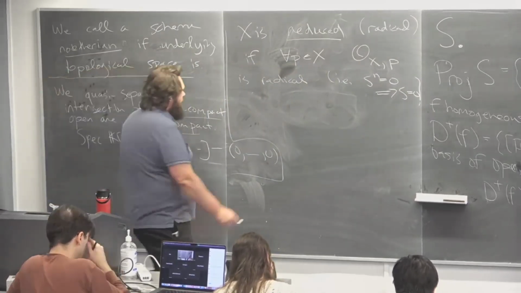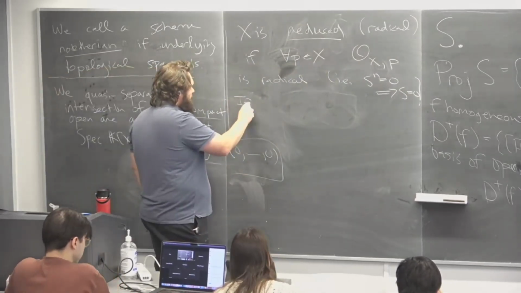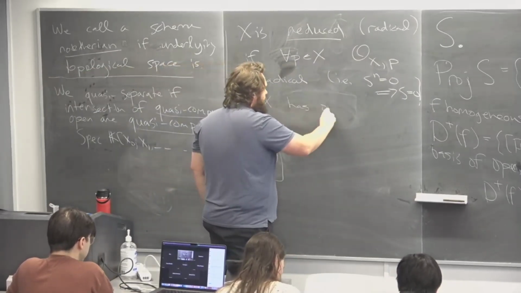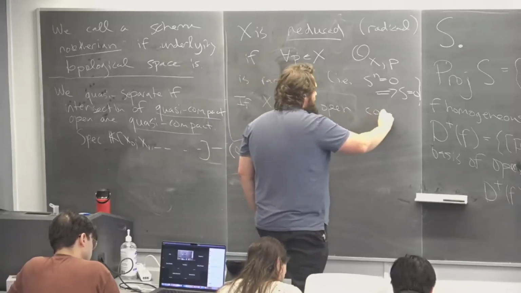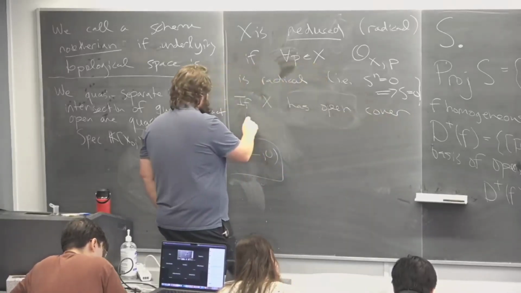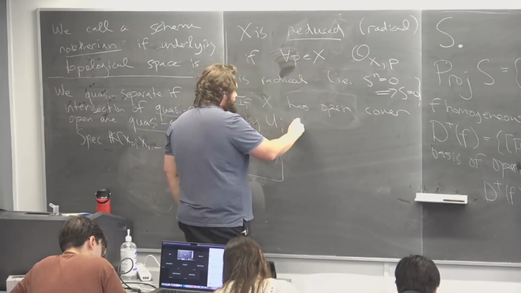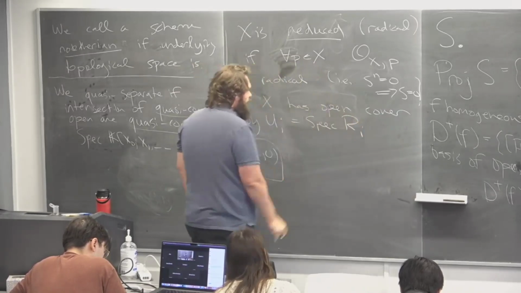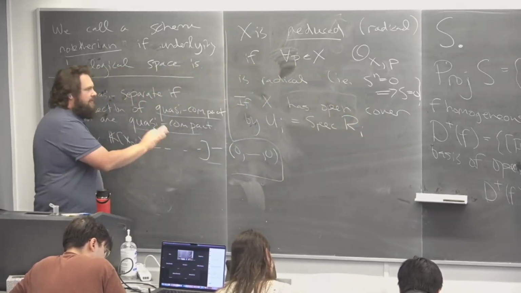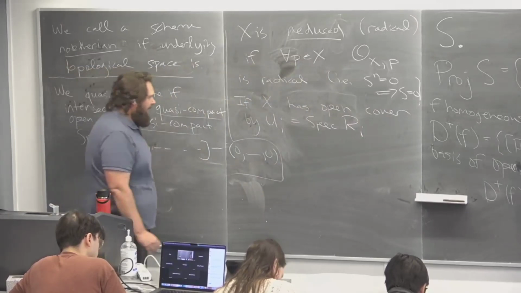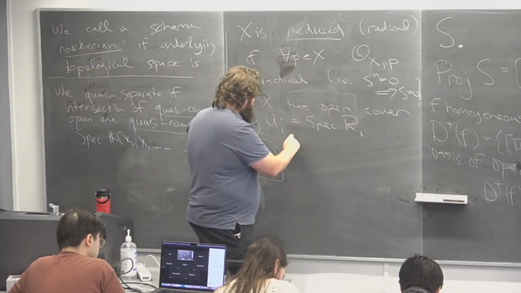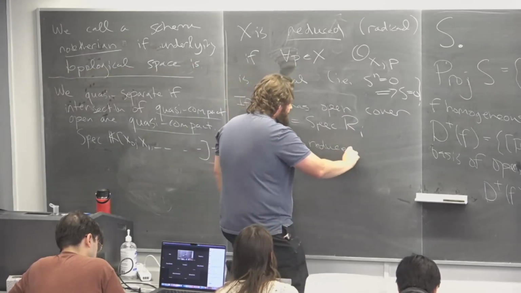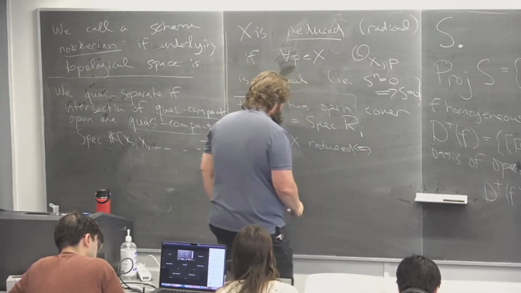All right. So if X has an open cover by U_i which is affine, then you can actually test being radical really easily. X is reduced if and only if each of these rings is radical.